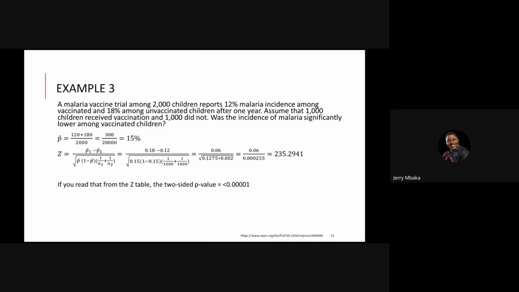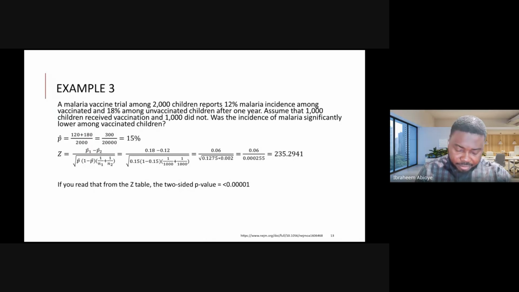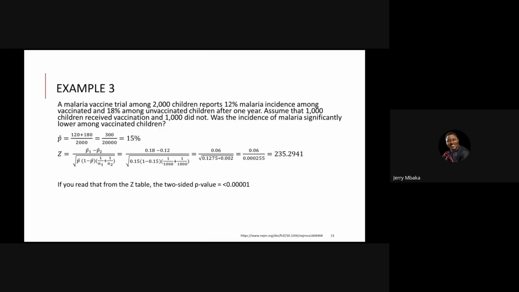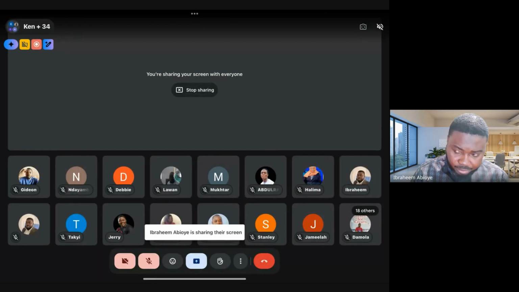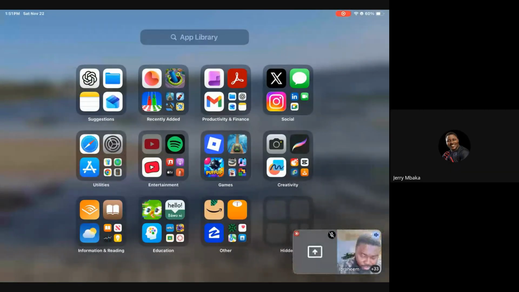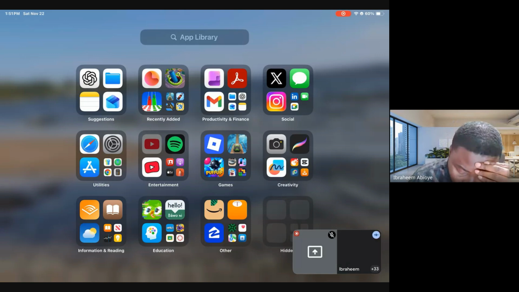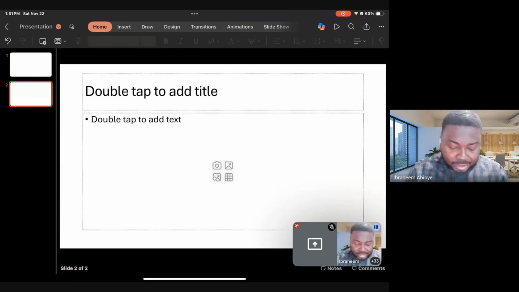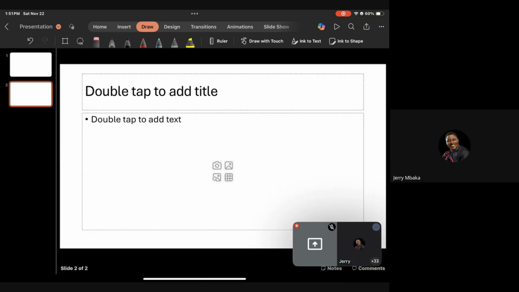Sorry, doctor, I'm so sorry to bring you back. My internet, I didn't get you at all. When you say overlap, you said if the confidence interval for the 12% is 10 to maybe 16, and the confidence interval for the 18% is maybe 14 to 20, they overlap, right? Yeah. So, can you see my screen? Yes, sir.